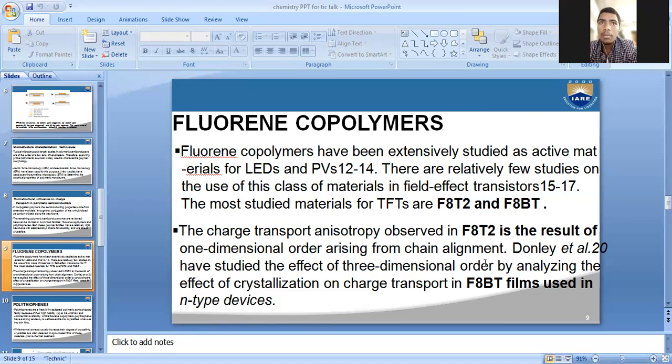In these fluorene copolymers, there are a vast number of examples. They are widely used in LEDs and TVs, references 12 and 14. But the research on them for transistors is much less, and the most studied materials are F8T2 and F8BT. We'll move to the next.